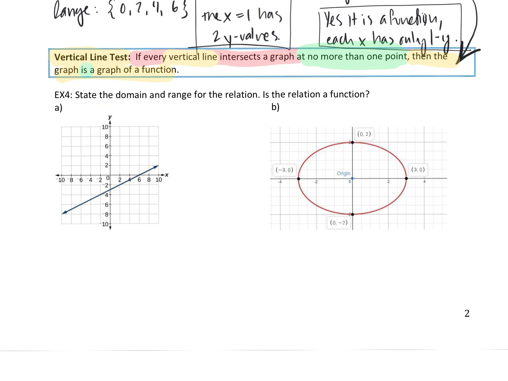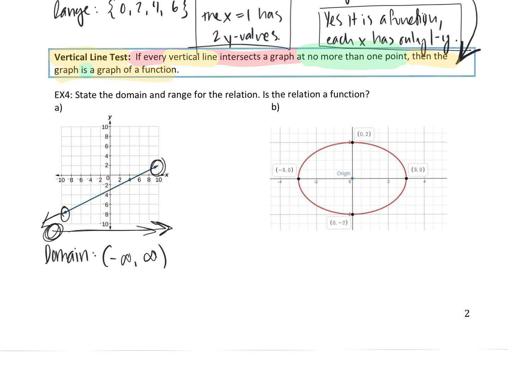All right, so example 4, state the domain and range for the relation. Is the relation a function? Okay, so taking a look at this first one. Again, this is just a good regular old line like the one we just did above. So let's go ahead and try the vertical line test on it. Actually, real quick, let's do the domain and range first. So the domain, reading from left to right, the farthest we have to the left is going to be negative infinity, because remember that arrowhead indicates that it goes on infinitely. And then it goes onward and onward till, again, the arrowhead, positive infinity.